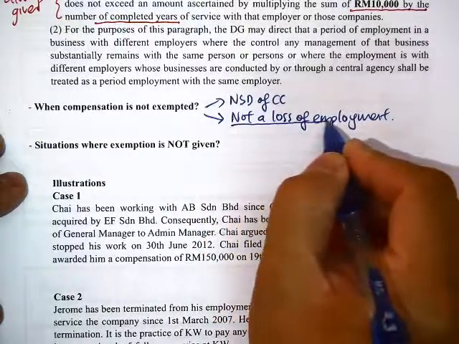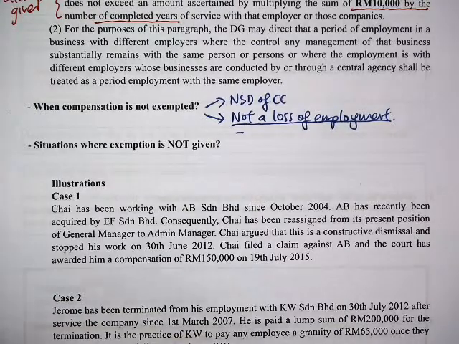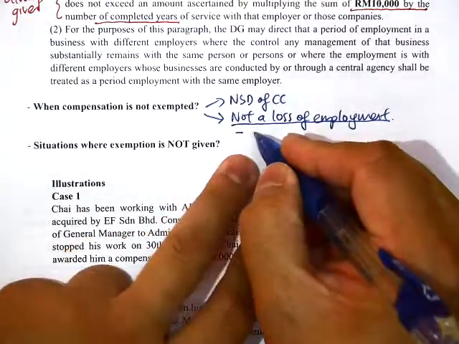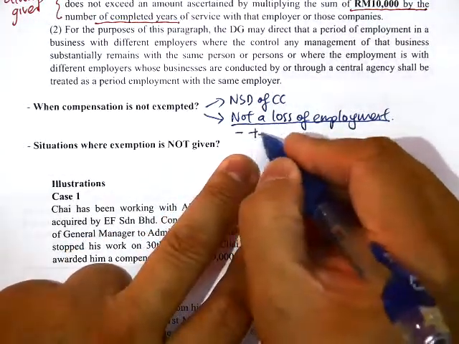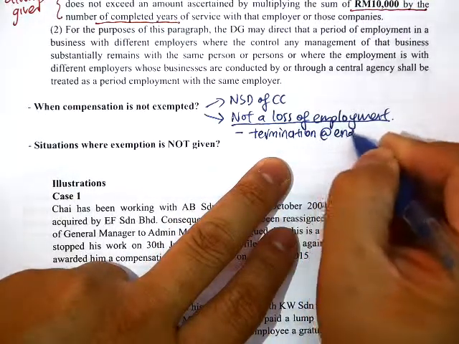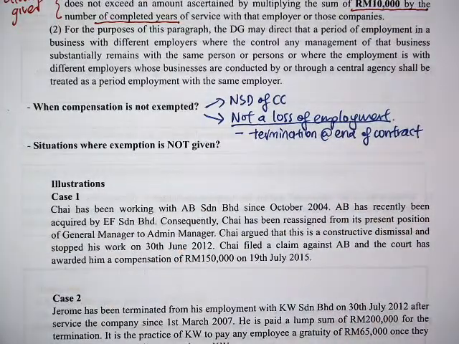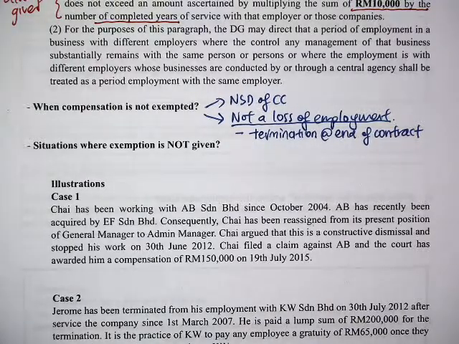Now, what do you mean by if it's not a loss of employment? Not a loss may include, number one, if this is termination at the end of the contract. So, it's agreed that I will employ you for 10 years. Now it's the end of the 10 years and now you got to leave. So whether I give you compensation or not is not relevant because anyway it's at the end of the 10 years. So the loss of employment does not apply.